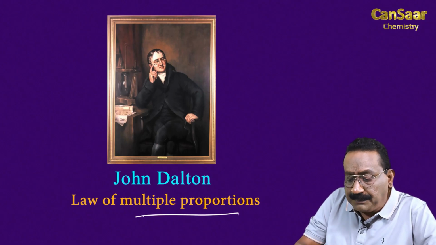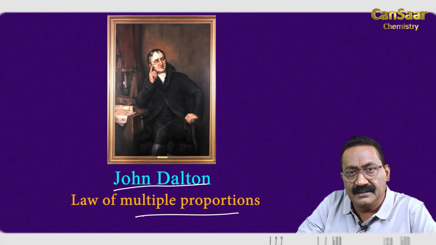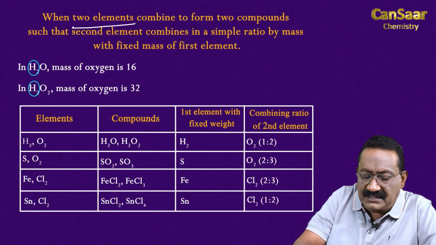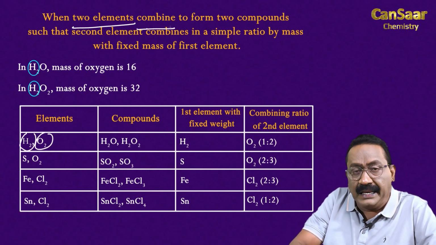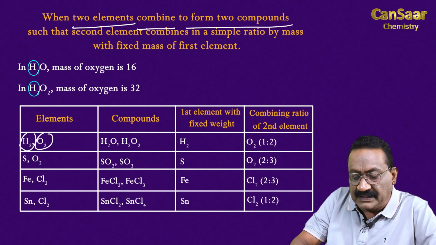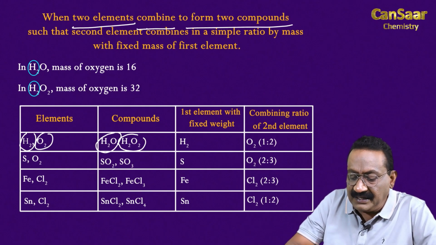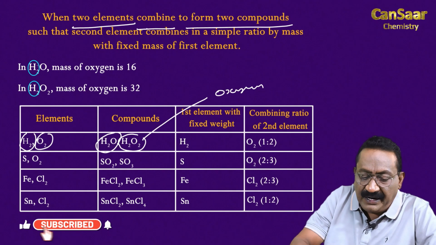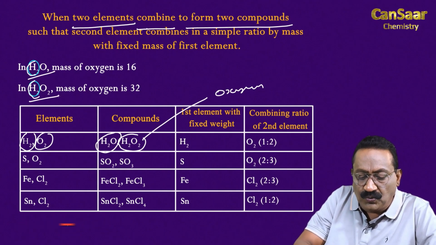Law of multiple proportions given by John Dalton. When two elements, for example hydrogen and oxygen, combine to form two compounds, that is H2O and H2O2, such that here the first element is hydrogen and the second element is oxygen. We have two compounds, H2O and H2O2.